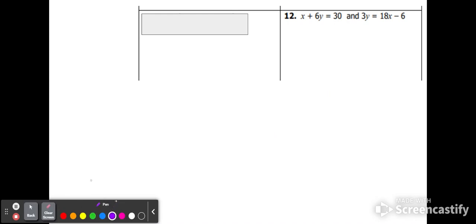All right, in this case, I blocked out just question 12. You'll notice that they are not in slope-intercept form. So we need to first manipulate the equations into slope-intercept form. So we'll start here. So we're going to take our x plus 6y equals 30. We're going to get y by itself, so we need to move this term. So we're going to subtract x.